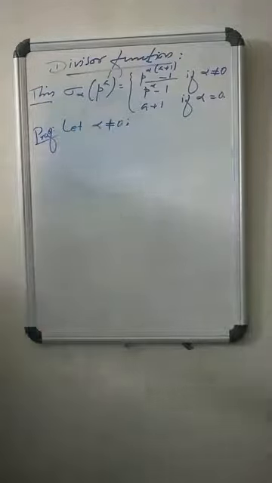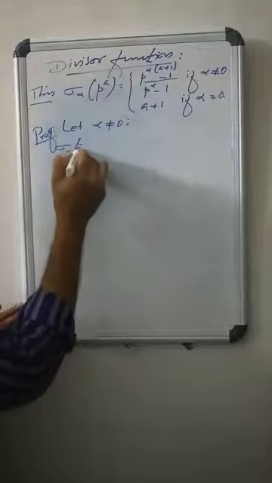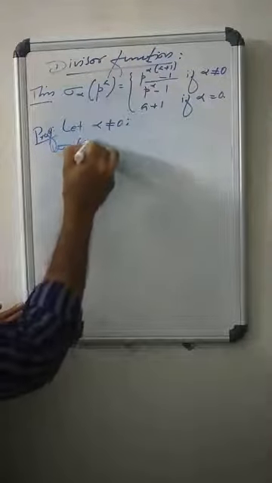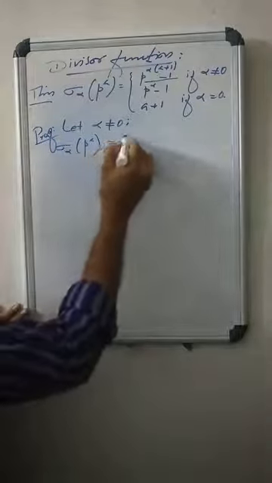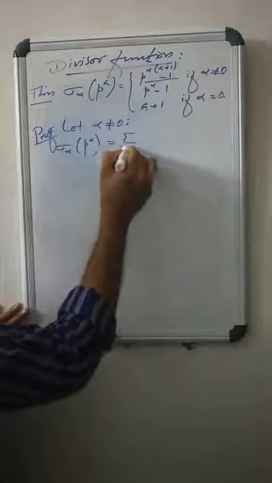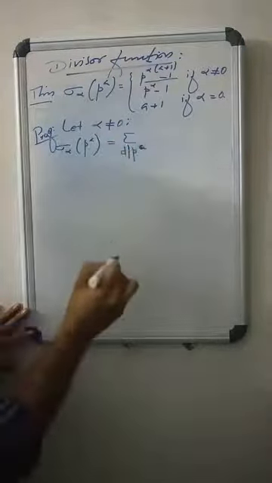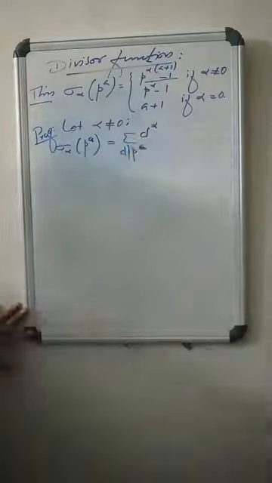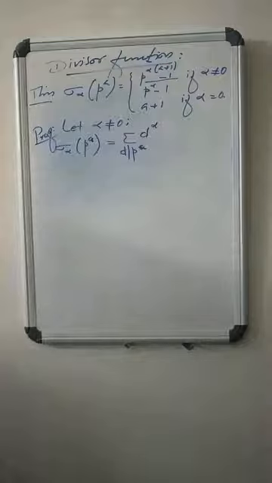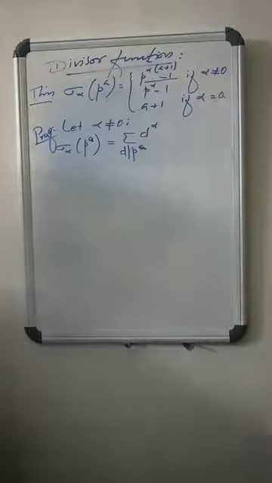Later, alpha differs from 0. Then what about sigma alpha of n? By definition, sigma alpha of n is the sum over d dividing n of d power alpha. So sigma alpha of p power a equals the sum over d dividing p power a of d power alpha. Okay. But what are the divisors of p power a?